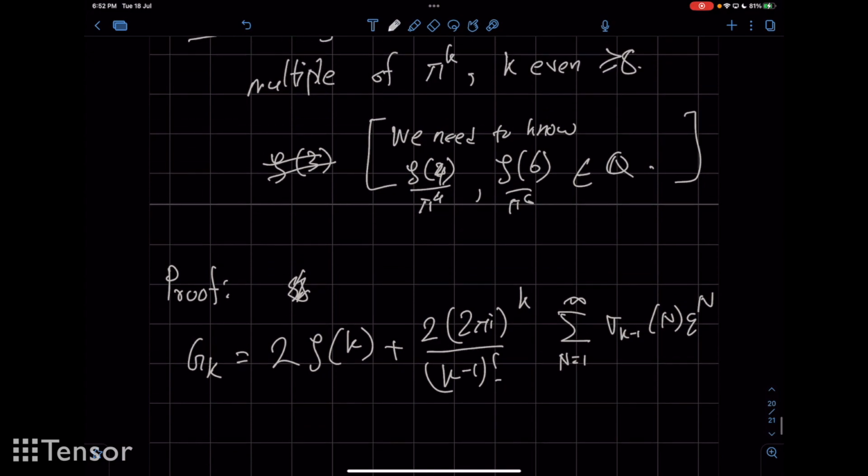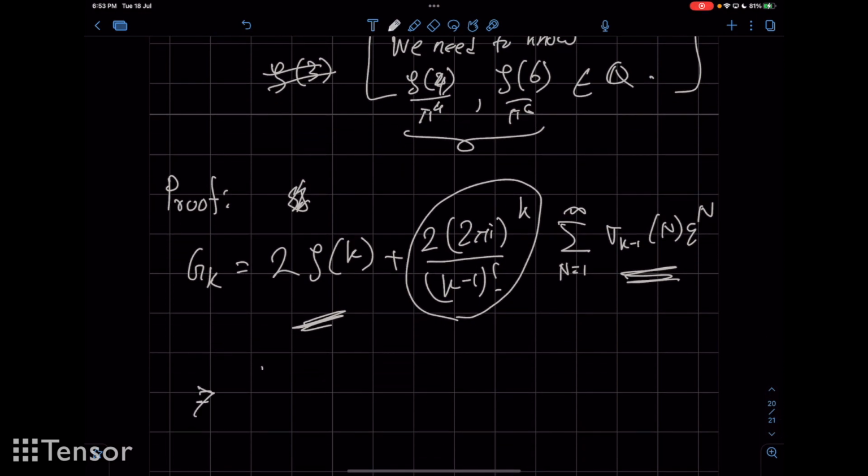Oh, we don't really need to know these two, right? Because if we divide by this term, these are all rationals. So this also has to be rational. And this is true even if we don't assume the rationality of zeta of 4 over pi to the 4 and zeta of 6 over pi to the 6. Isn't that right? Yeah, I think so.